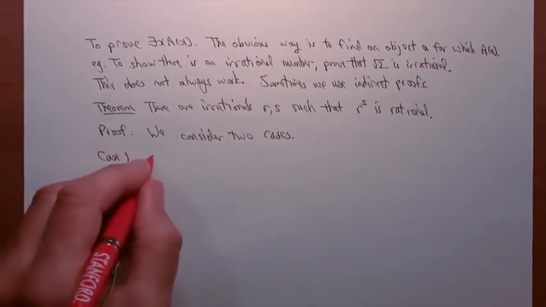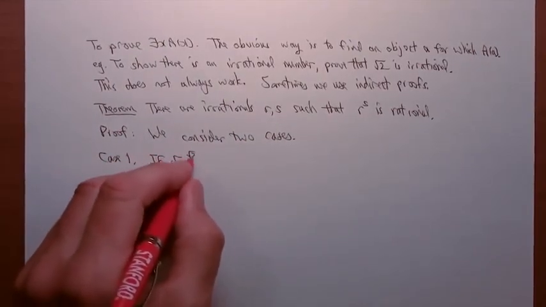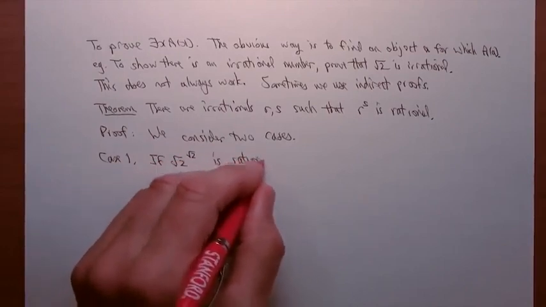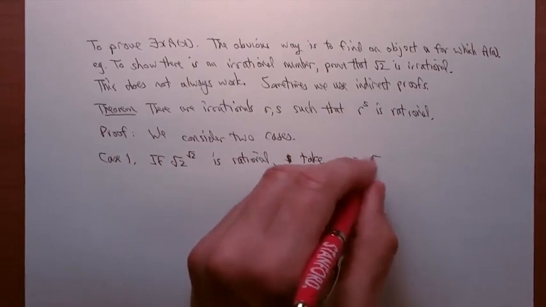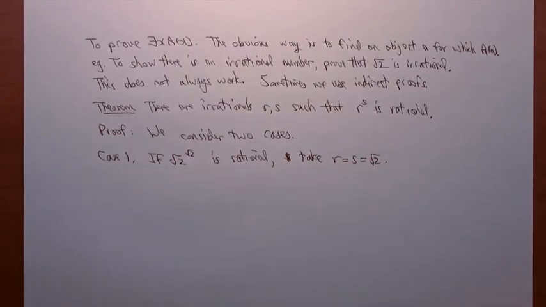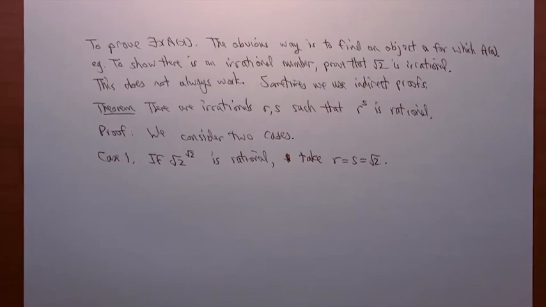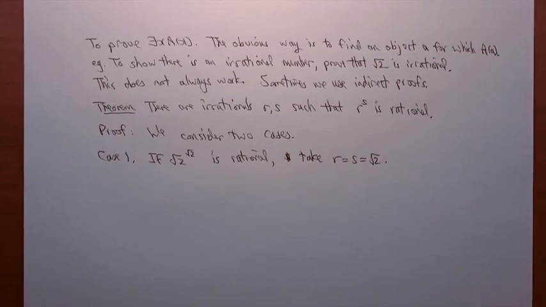Case 1: if the square root of 2 raised to the power square root of 2 happens to be rational, we can take r and s both equal to the square root of 2. Then, by the assumption that the square root of 2 to the square root of 2 is rational, we've shown that there are numbers r and s which are irrational, with r to the power s rational.